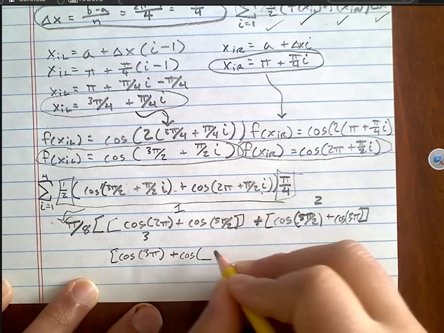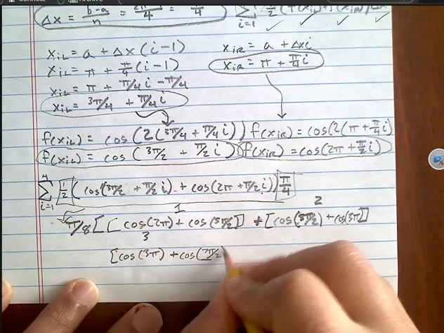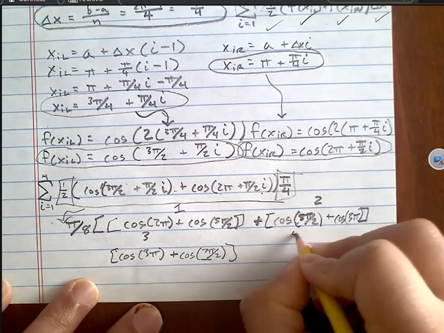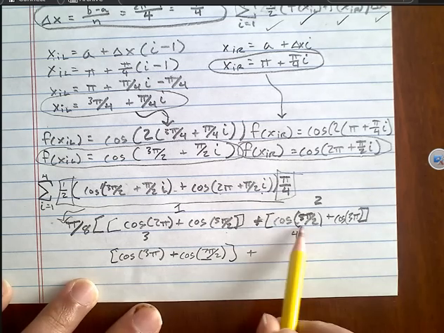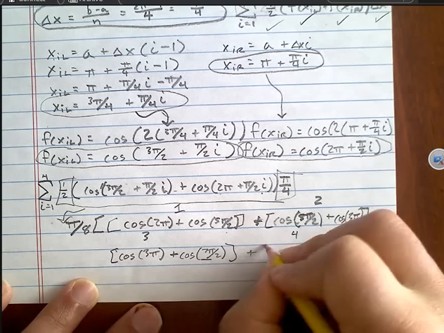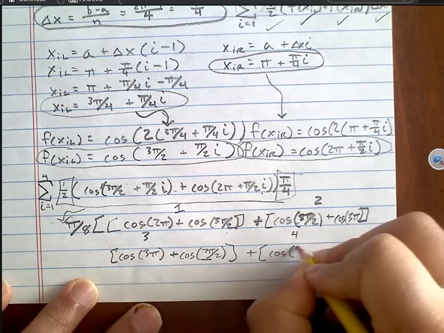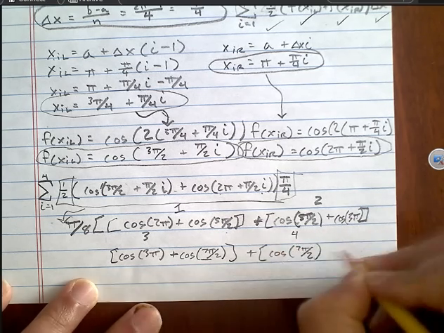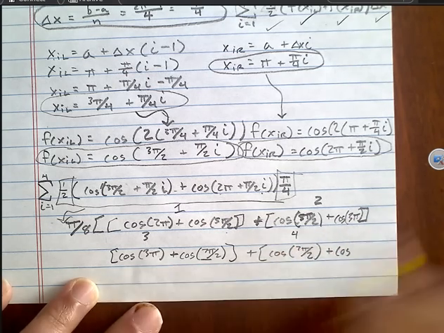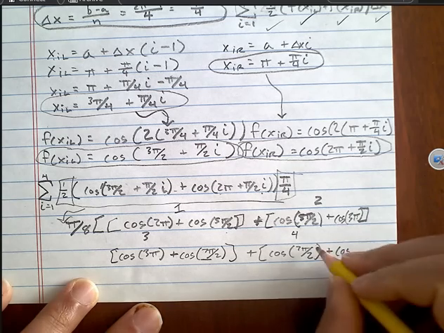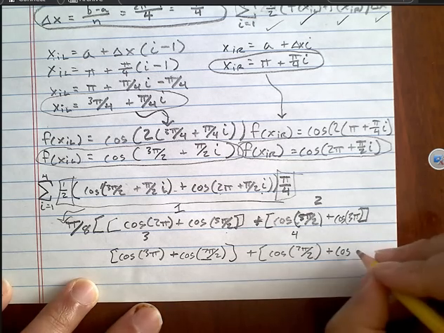And 4. You see that these two always match, so the next one will be cosine 7 pi over 2 plus cosine, well, that's pi over 2 more, so 8 pi over 2 would be 4 pi.